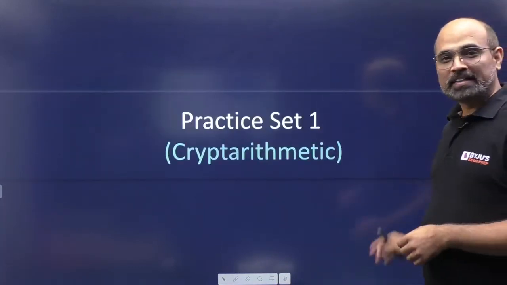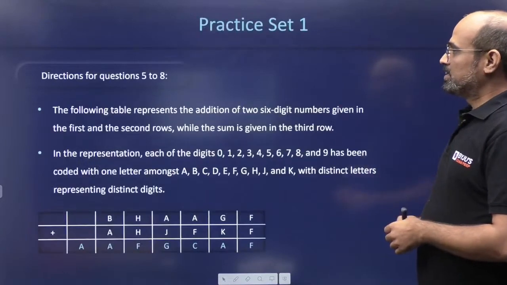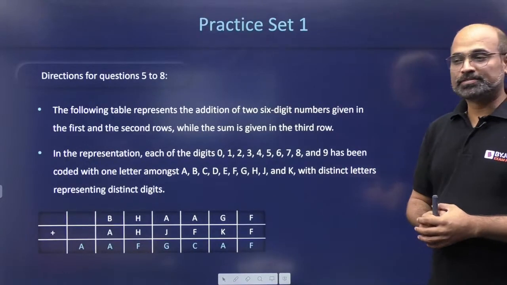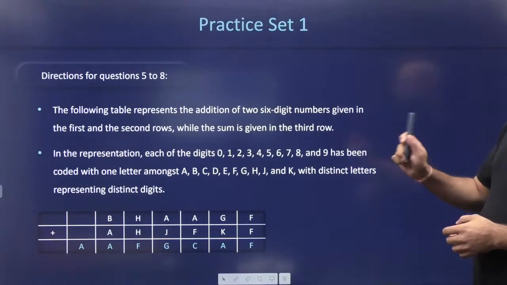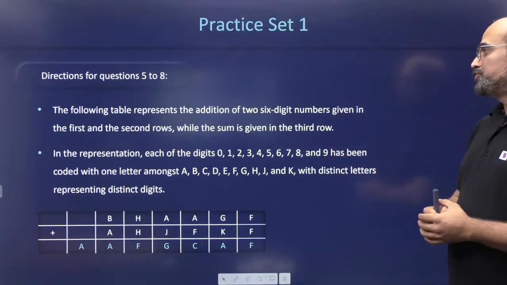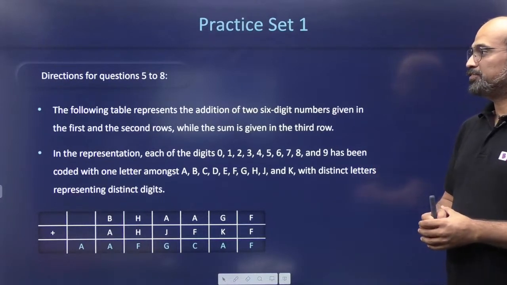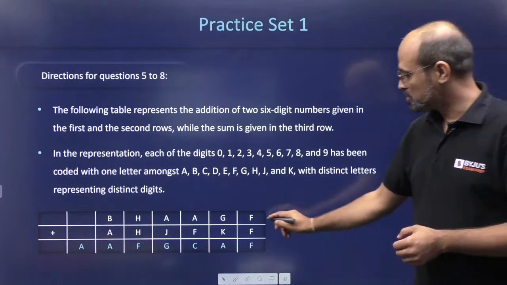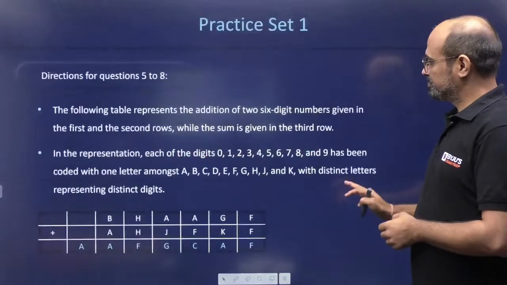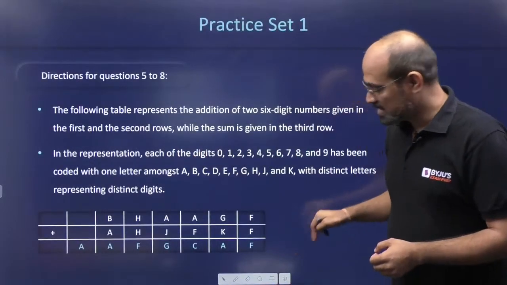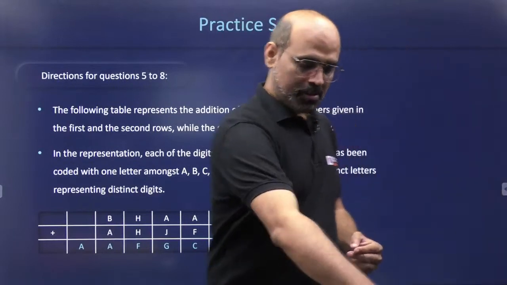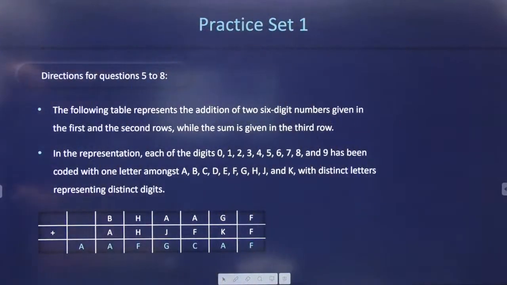Let's start with the first practice set, which is crypt arithmetic. So this is the set that we have. Okay. The following table represents the addition of two 6-digit numbers given in the first and the second rows. So this is the first row, and that is the second row. So I'll come here. This is the first row and the next one is the second one here.